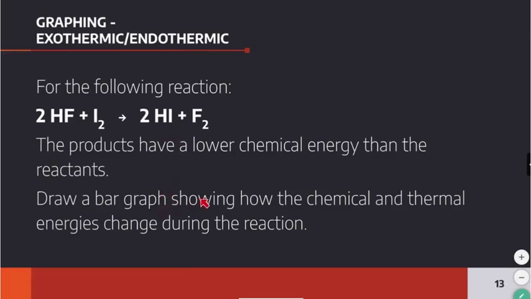I want you to draw on your paper a bar graph showing how the chemical and thermal energies change during the reaction. Basically, you're going to draw a graph with all of the parts that we showed on the last two. So pause the video, draw those out, and then we're going to come back and take a look at a possible correct answer.